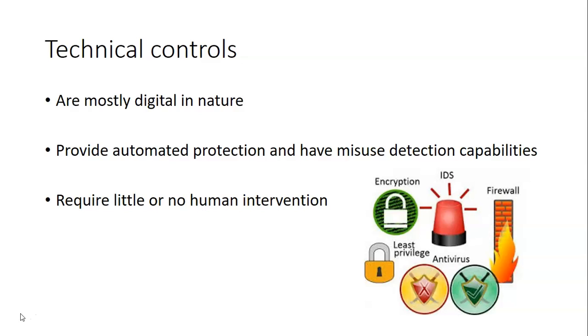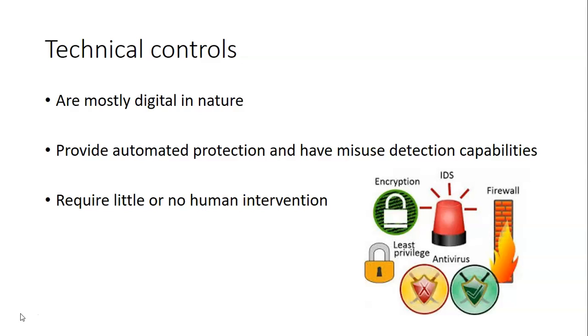Example of technical control, as you can see in the slides, encryption is a technical control. So when you encrypt data, you are ensuring confidentiality of the data. Remember, you just had to encrypt once, and then the encryption performed the rest of the job. All right. You also have an IDS.